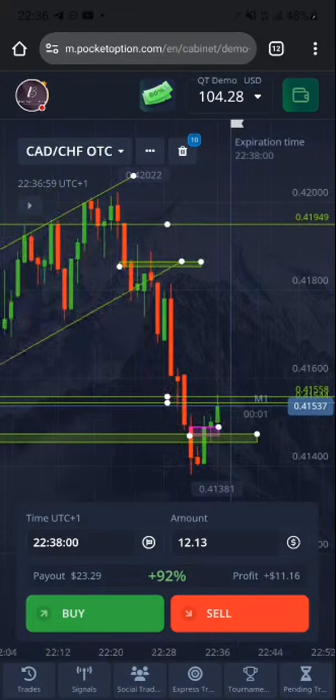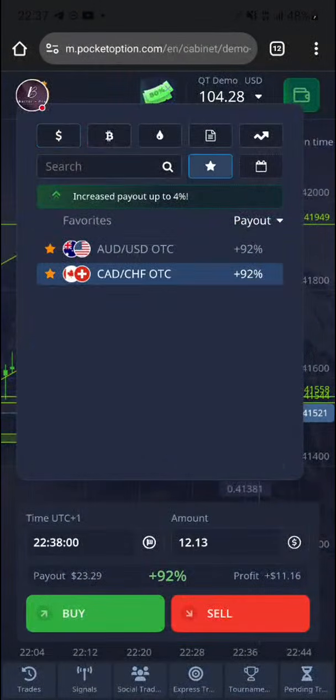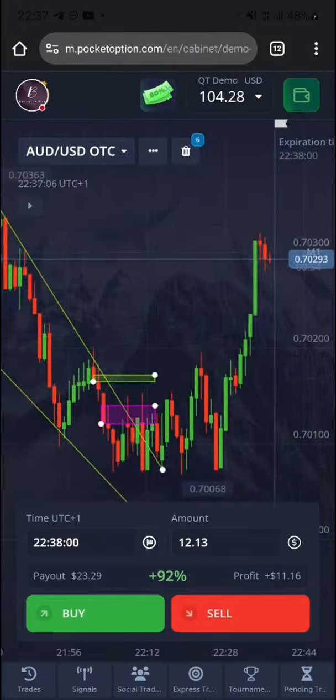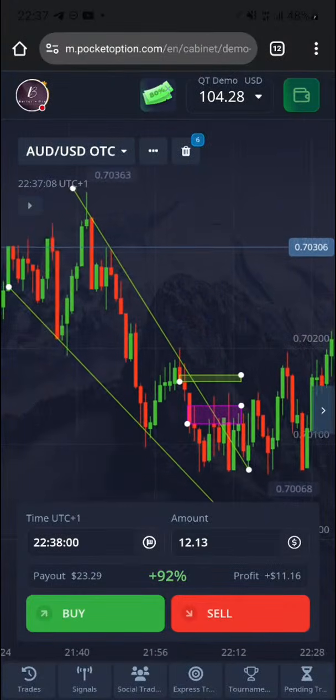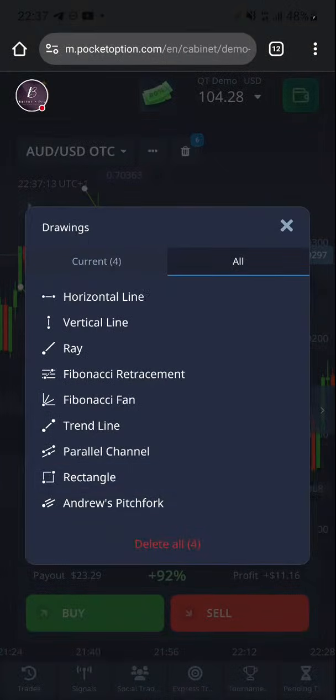Now let me leave this market a little bit. I would mark it as a favorite. Let's check the other one we marked as a favorite. Let's see. I want to see where the opportunity is. Okay, fine. We have an opportunity up here.